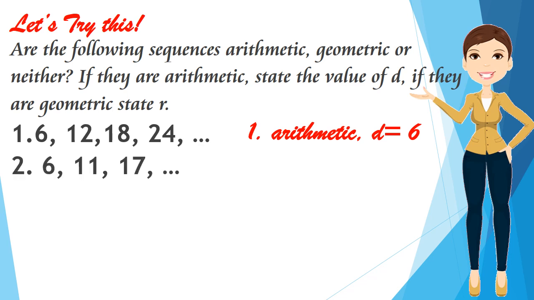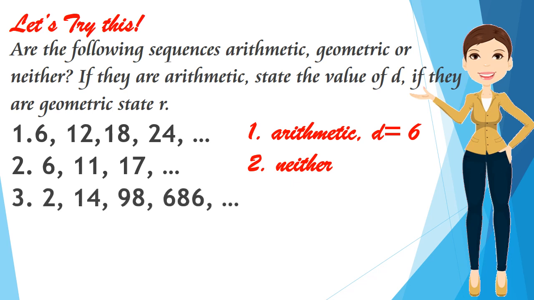What about this one? 6, 11, and 17. Do we have a common ratio? What about the common difference? That's right. So that is neither an arithmetic sequence nor a geometric sequence. And for 2, 14, 98, and 686, that pattern is a geometric sequence. That is correct because of having the ratio of 7.